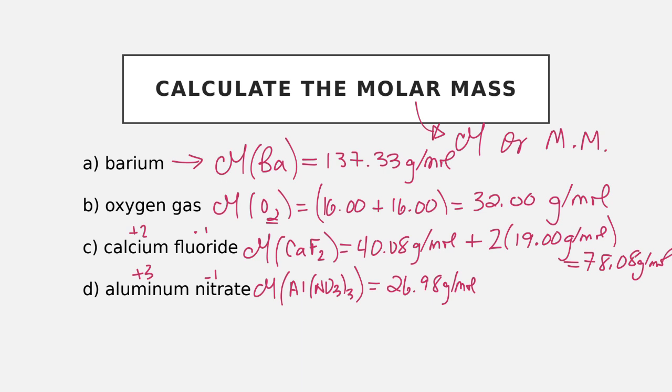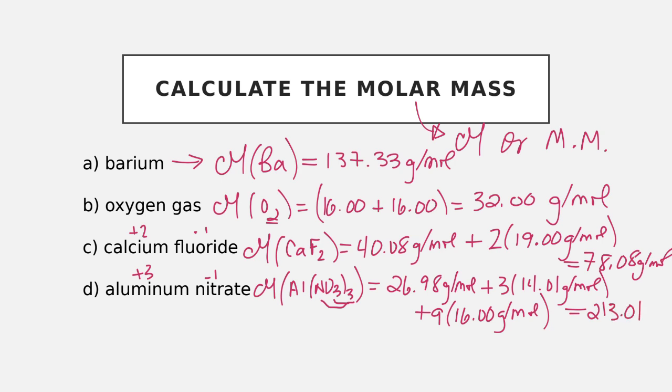You can also expand it. So if you wanted to expand it, there are 3 nitrogens. So we can add on 3 times the molar mass of nitrogen, which is 14.01 grams per mole. And then there are 9 oxygens. Remember, we're multiplying that. So we're going to add on 9 times 16 grams per mole. And then we're going to add everything together. And we get an answer here of 213.01 grams per mole.